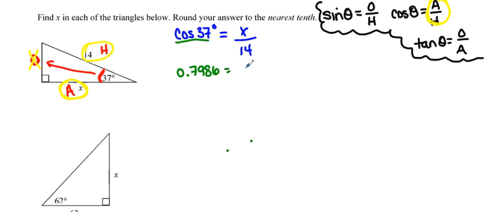And that's equal to x over 14. The easiest way to solve a proportion is to cross multiply. So x now is going to be equal to 14 times the 0.7986 number. But here's the really important thing.